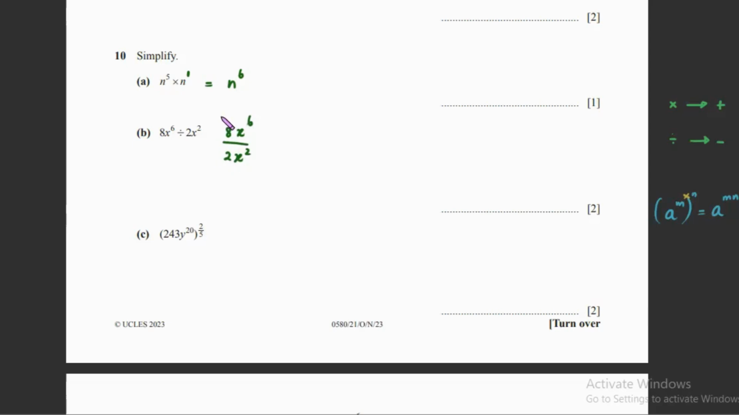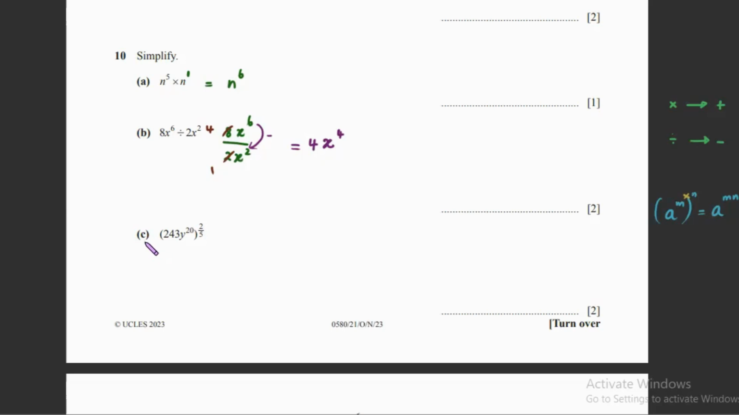So I can start simplifying the 8 and the 2 by dividing both by a 2. So this becomes a 4. Then x to the power 6 and x to the power 2, they are being divided. So when we have division, we need to subtract the indices. So from 6, I need to deduct this 2. So that gives you the answer. 4 divided by 1 is 4. I get x to the power from 6, when I deduct this index 2, I get a 4. So our answer is 4x to the power 4.